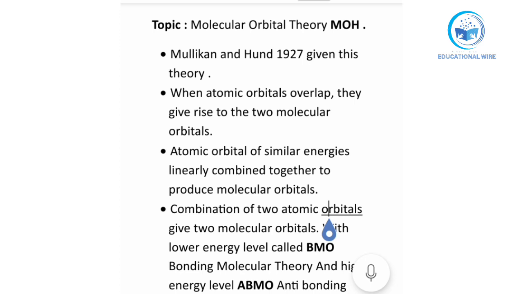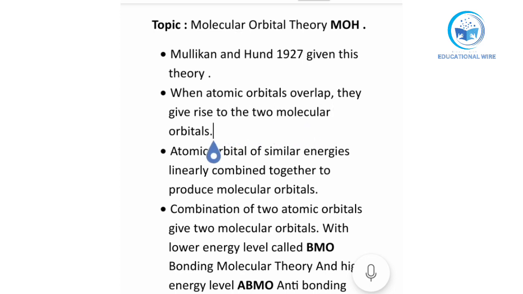So today we will start a new topic, that is Molecular Orbital Theory. Molecular Orbital Theory was given by Mulliken and Hund, two scientists, in 1927. They gave this theory. They said that when atomic orbitals overlap, they give rise to molecular orbitals.